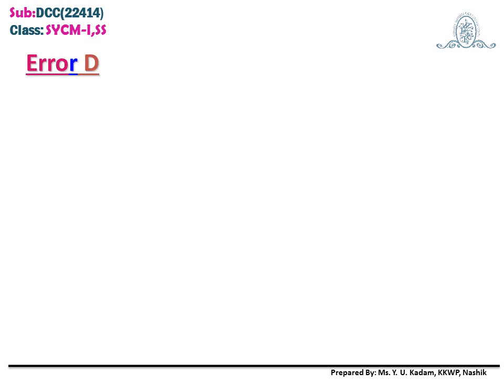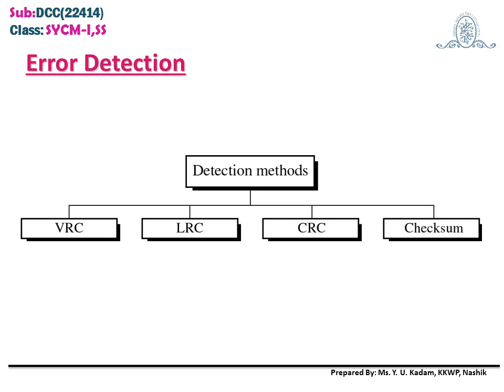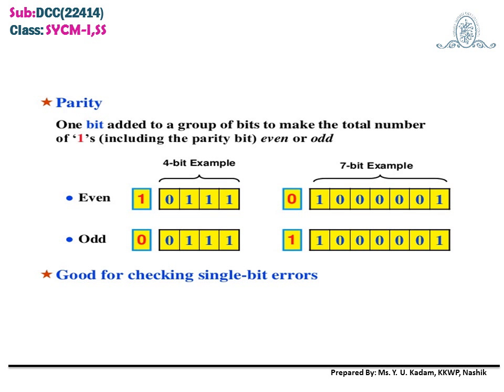Now we have to study the different types of error detection methodology. In today's session, we will discuss the first methodology, that is vertical redundancy check. We have 4 different categories of detection methods. One is VRC, which stands for vertical redundancy check. Second is LRC, that is longitudinal redundancy check. Third is CRC, cyclic redundancy check, and fourth is the checksum method. These are the 4 basic error detection methods available.